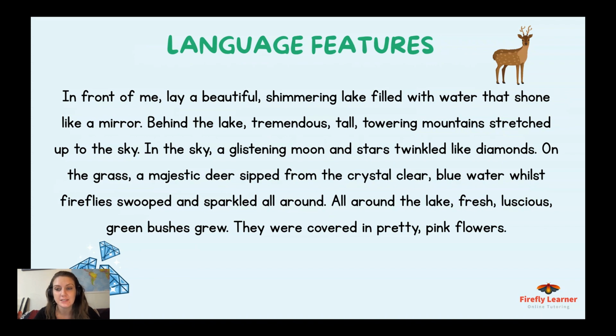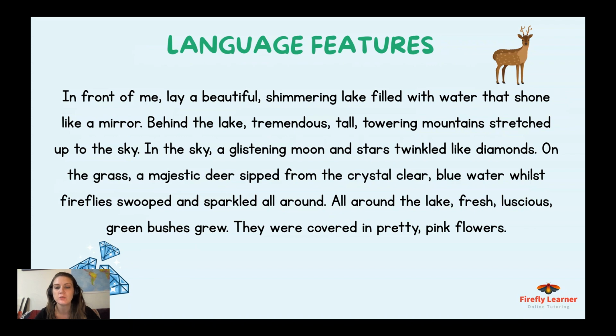So this setting description actually uses lots of similes to describe how the verbs were done. So, for example, shone like a mirror. Like a mirror is an adverbial phrase. It tells us how the water shone. We've got lots of adjectives like glistening, describing the moon, or twinkled like diamonds. Like diamonds, that's describing how they twinkled, so that's an adverbial phrase.